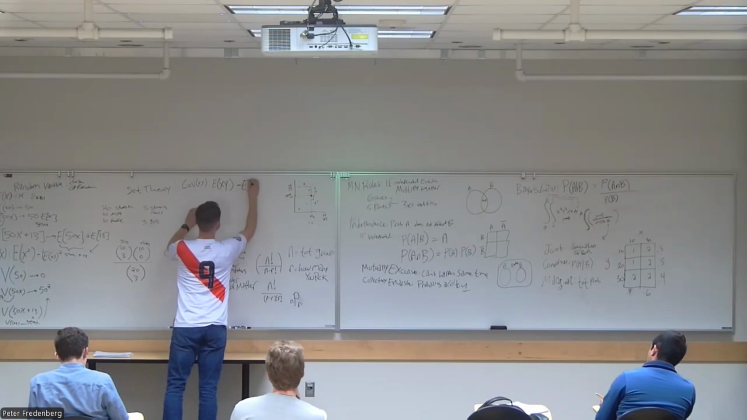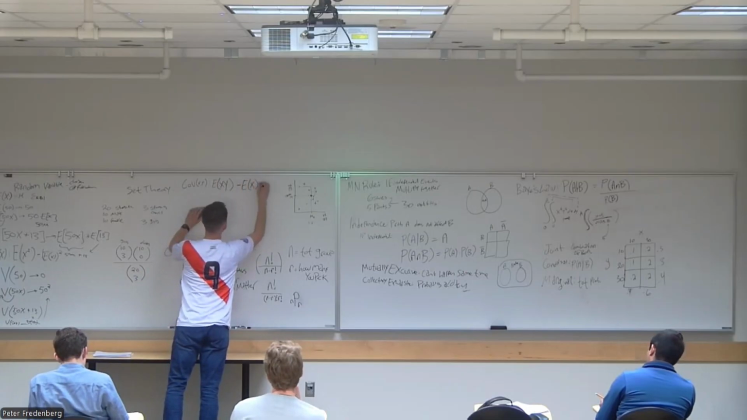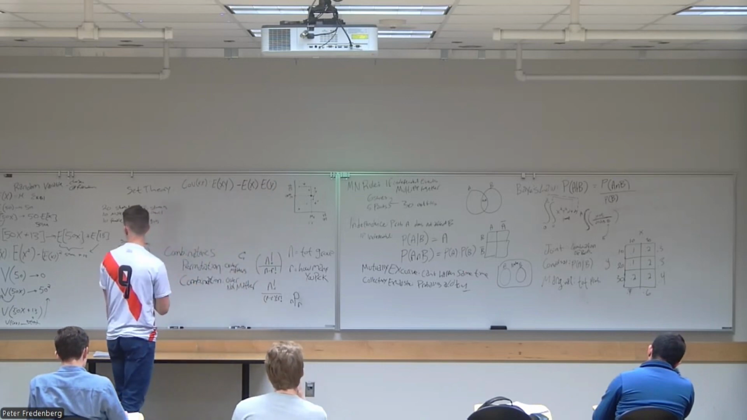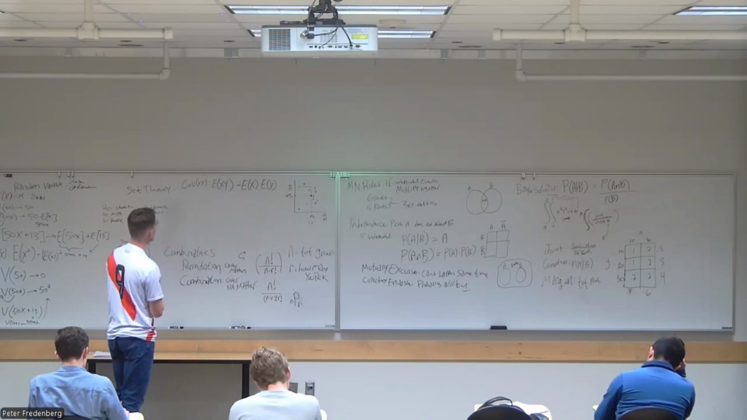...minus E of X times E of Y. Yeah, nice. And there's a proof for it and everything. It's pretty easy. I don't think we need to cover it. Well, we could go over it real quick maybe.